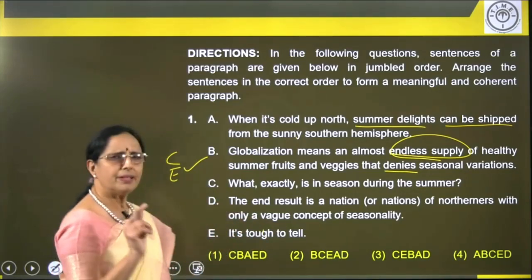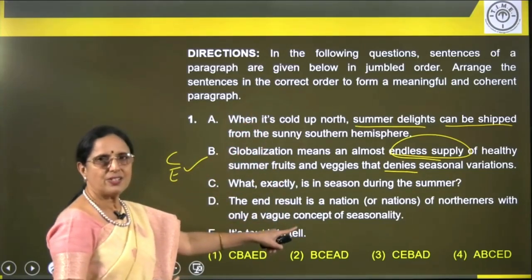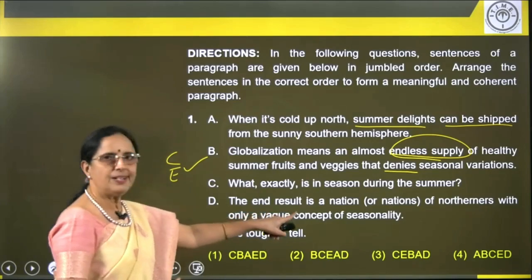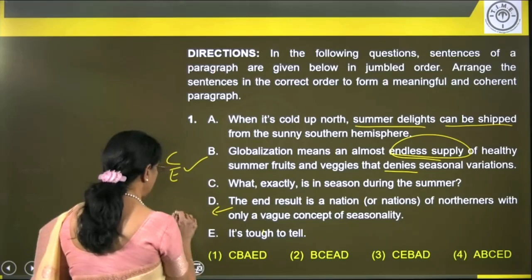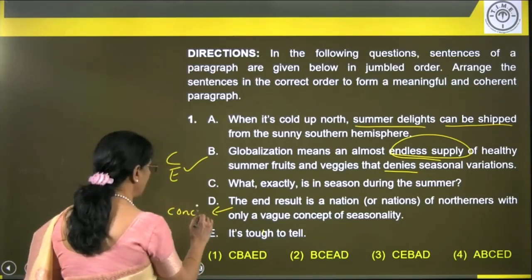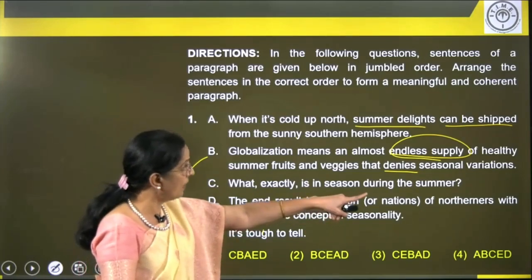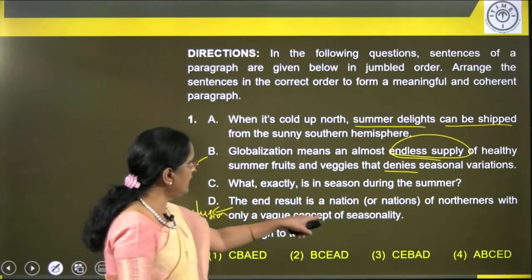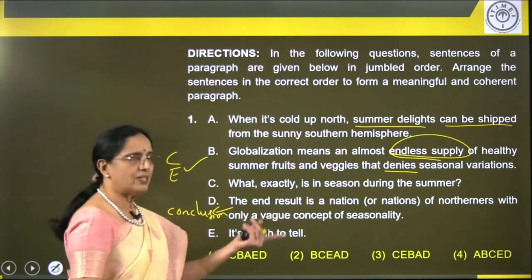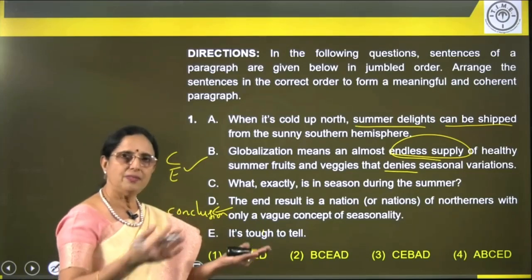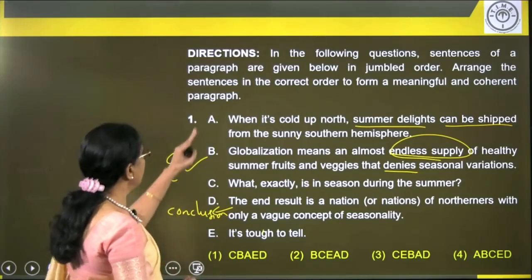The end result. The end result is what? Conclusion. So, a topic is discussed and the end result is this one. So, this is undoubtedly the conclusion, going by the tone. That's the last statement. End result is a nation or nations of northerners with only a vague concept of seasonality. Vague, unclear. They don't know what season it is, because in winter also they get summer fruits. Understood? Okay. Now connect it.